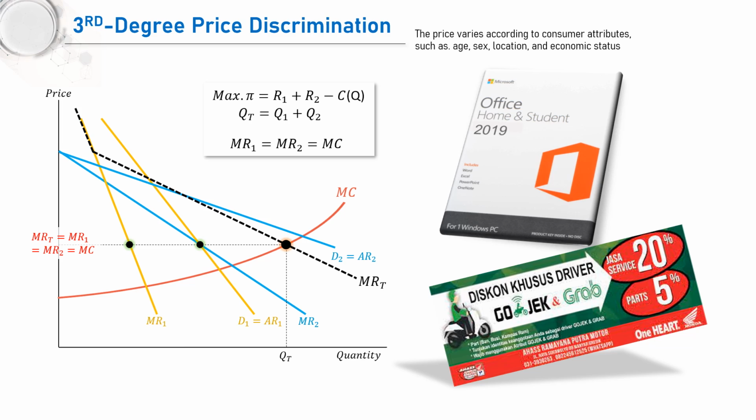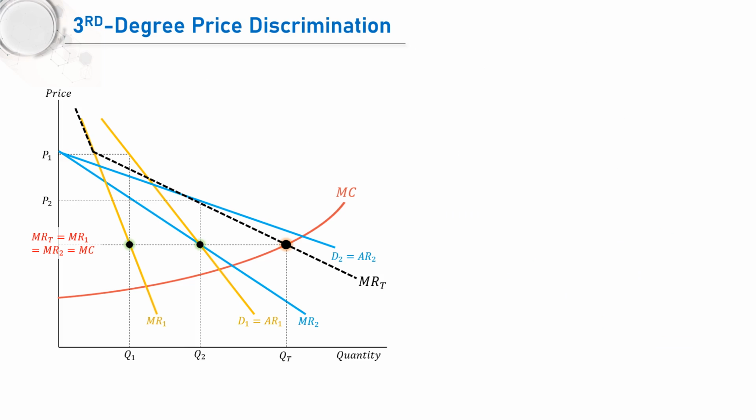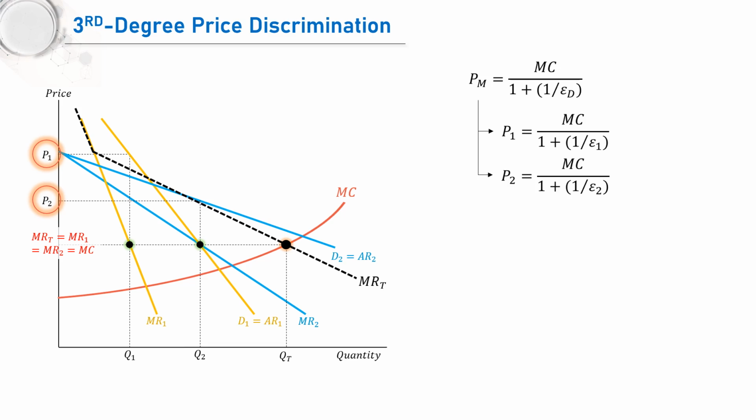Eventually, now we can decide how many output the firm should sell to group of consumers 1 and at what price level. And we can do the same to find both output and price level for group 2. From the diagram, we can also see that the firm sets a higher price for the group of consumers that has a less elastic demand curve. Remember this pricing formula? So for group 1, price will be like this, and for group 2, it will be like this.